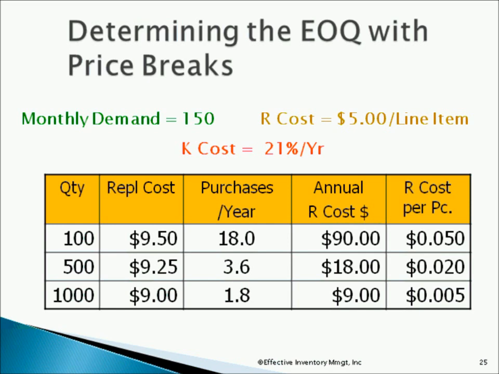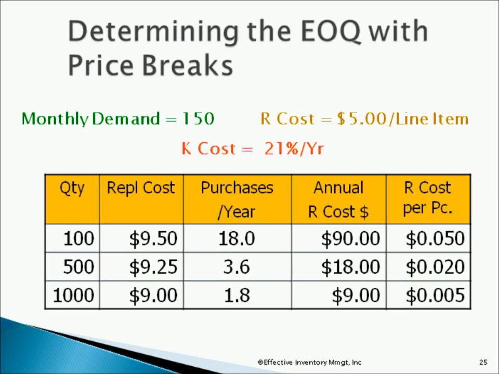Now, which of those quantities am I going to buy? Well, I have to look at what is my cost of the material, what is my cost of replenishing inventory, and what is my carrying cost. Let's start with the cost of replenishing the material. Well, in order to calculate that cost, first thing I have to know is how long is it going to take me to sell the product? Well, you see on this slide, my monthly demand is 150 pieces. 12 times 150 is what? 1,800 pieces a year. Okay?